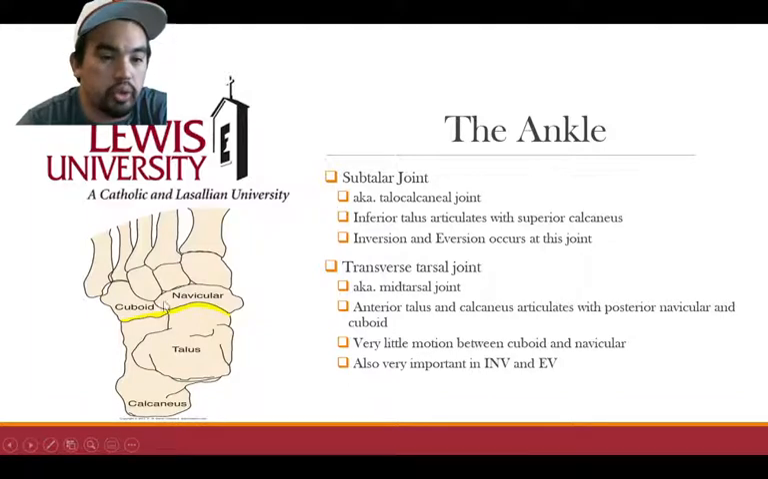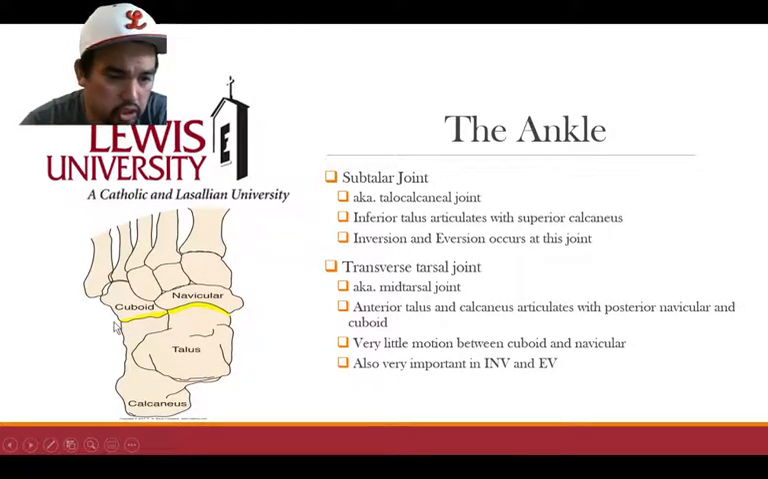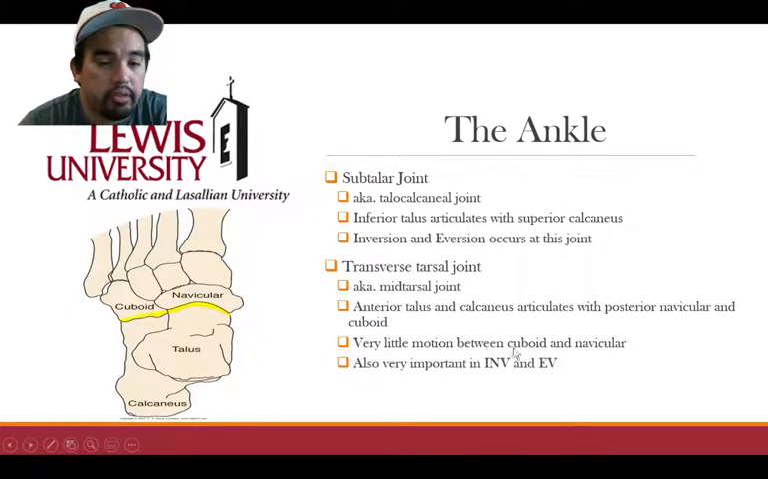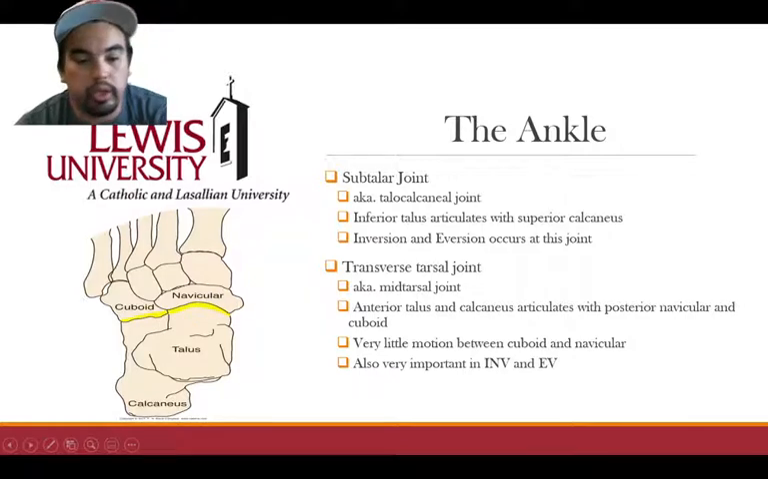The subtalar joint, also known as the talocalcaneal joint, is the inferior talus articulating with the superior calcaneus, and inversion and eversion occur at that joint. Then we have the transverse tarsal joint, which is the midtarsal joint. This is between the talus and calcaneus with the navicular and the cuboid, and that's what's highlighted here in yellow. Very little motion occurs here, and it's very important in inversion and eversion. If you lose this stability, you're going to lose a lot. It's often related to this joint.